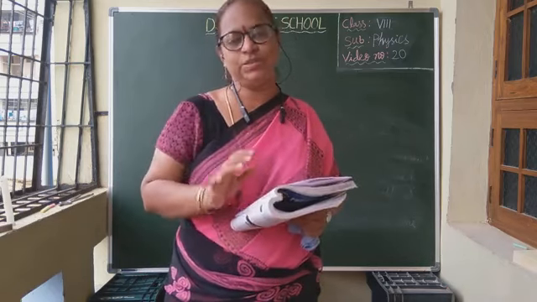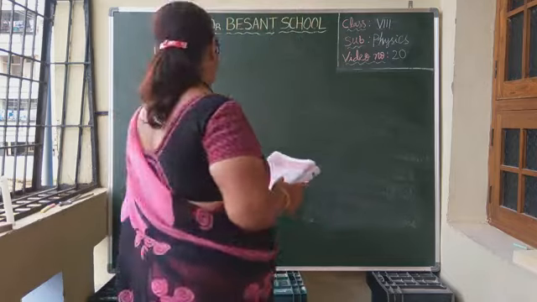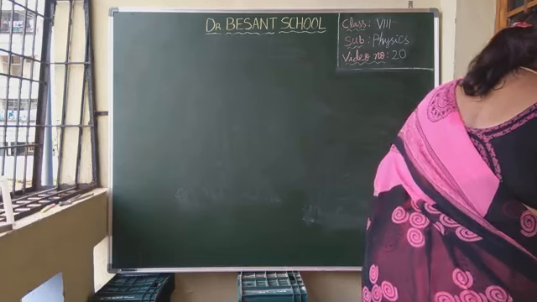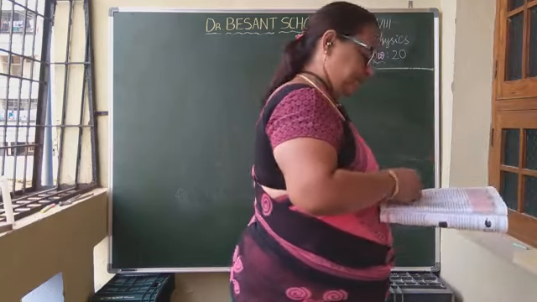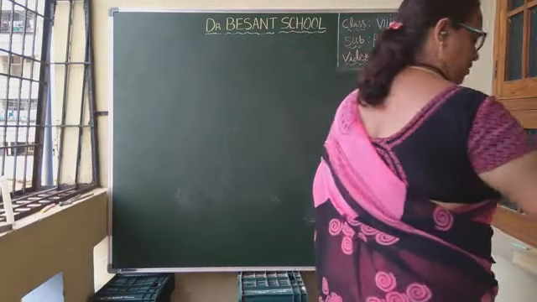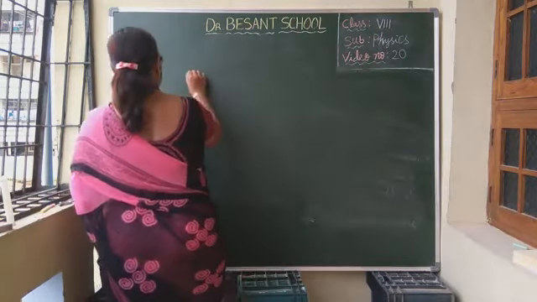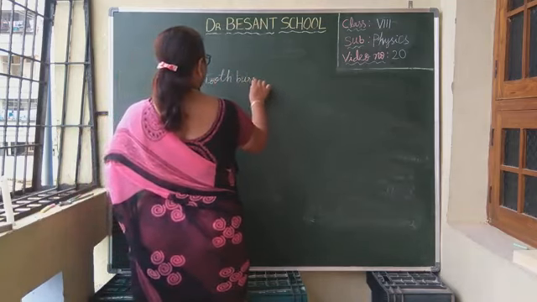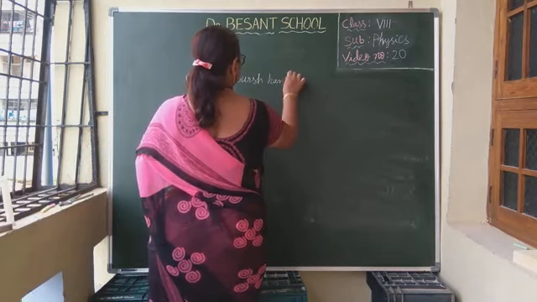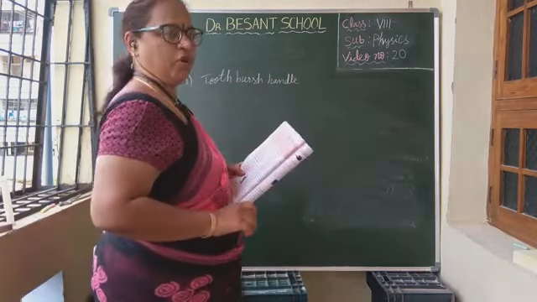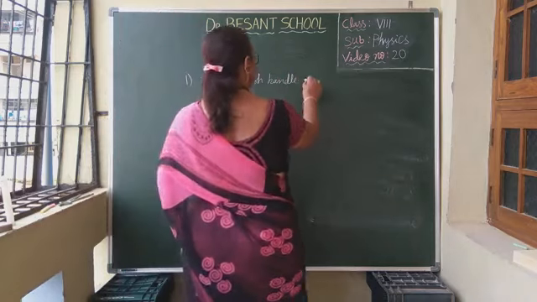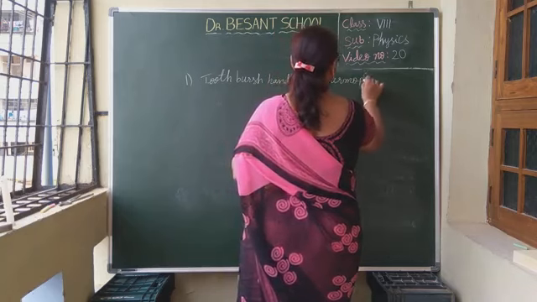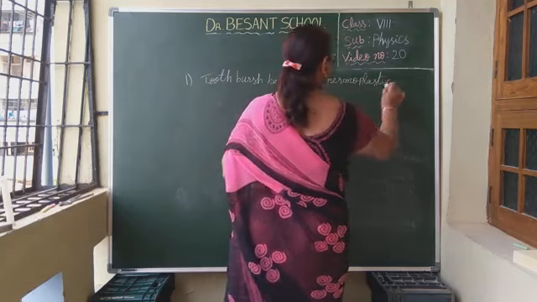Okay, after testing all this, you should write. So can you guess what type of plastic it will be? Can you guess, children, what type of plastic it will be? Each one. First one, toothbrush handle. What happened? After we tested the toothbrush handle, it became soft. It was softened, isn't it? So what type of plastic is it? Thermoplastic. As it became softened, it is thermoplastic.